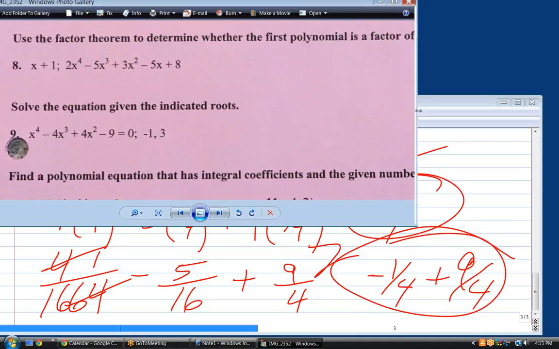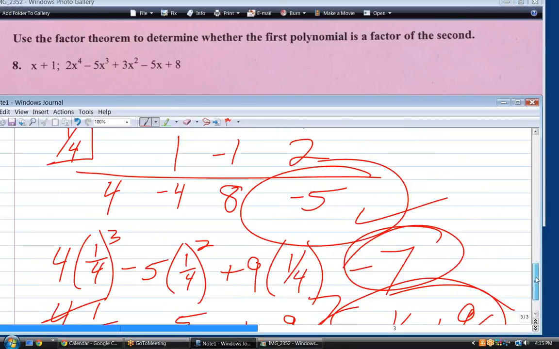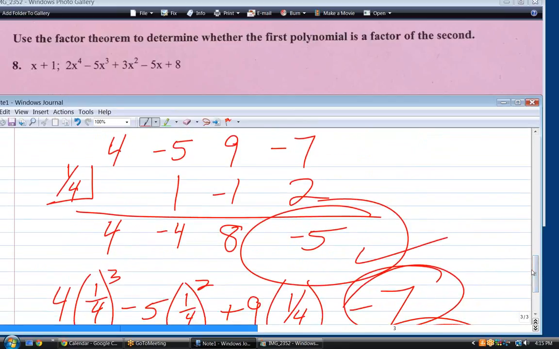So what would we put for the answer? Minus 5. In other words, when you do it by synthetic substitution, this last number is the answer. And like I said, if this was 0, then that means that 1/4 was a 0 for that polynomial, and it should be 0. In other words, if you evaluate the number at a 0, you're supposed to get 0. So whatever this comes out to be is the evaluation of that function.